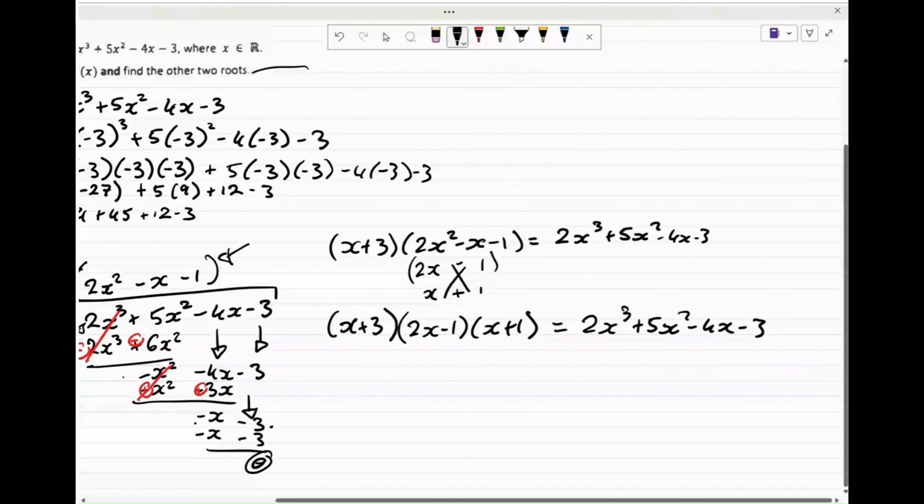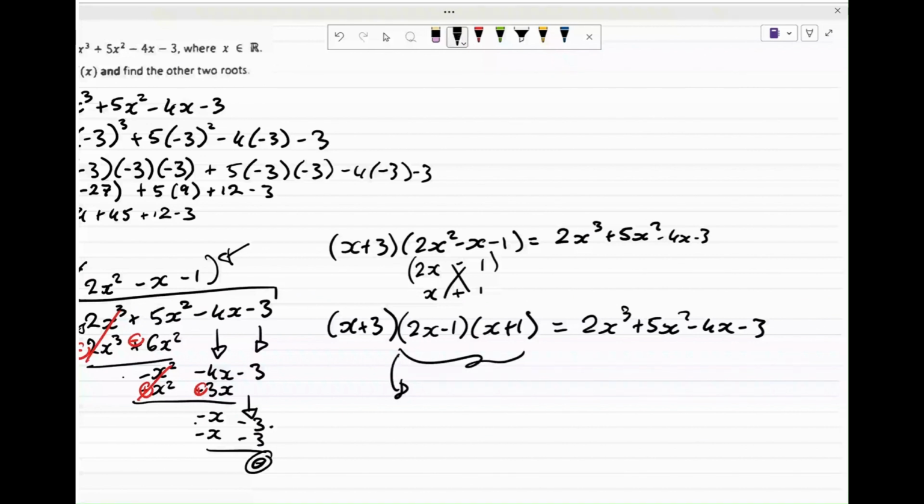But they're looking for the other two roots, and we have factors. So we know these are the other two factors. You have to change them back into roots. So if 2x minus 1 is a factor, then let it equal to 0. x equals a half is a root. And if x plus 1 is a factor, let it equal to 0. x equals minus 1 is a root.